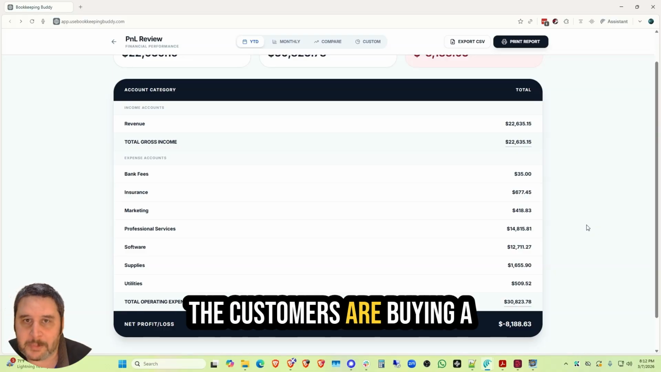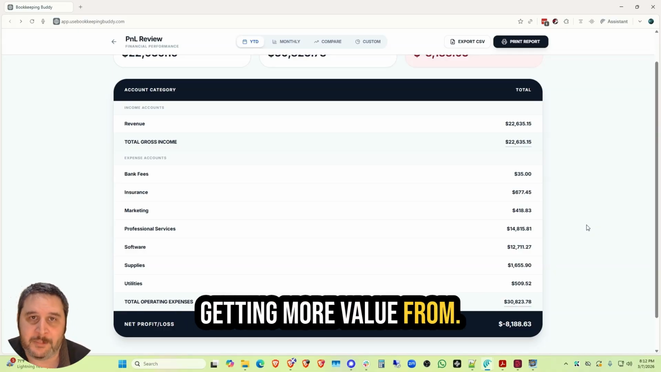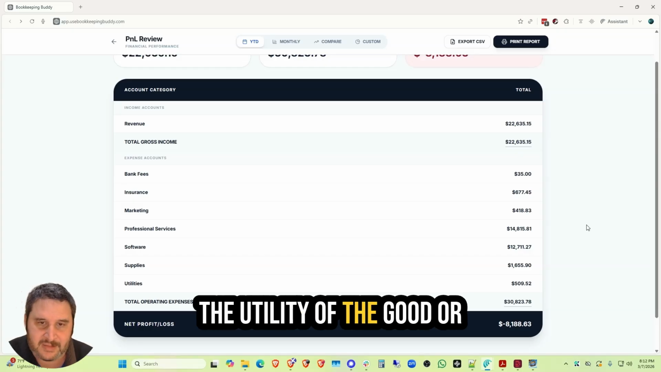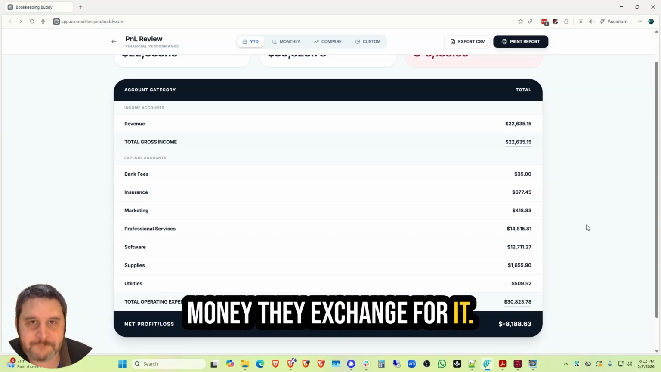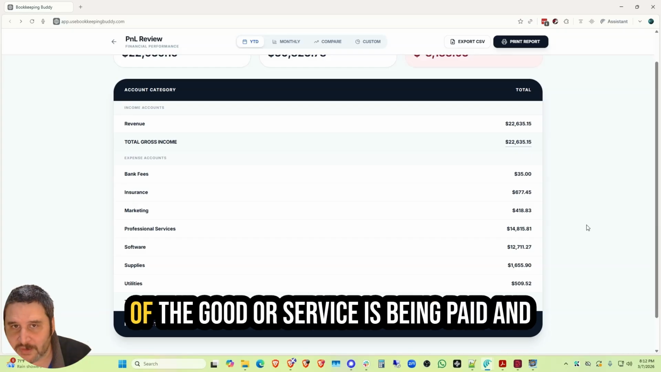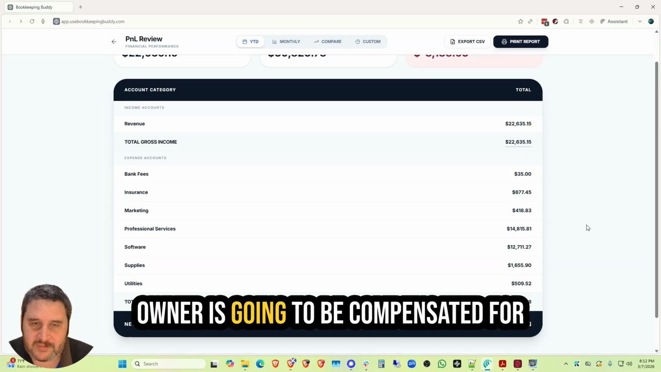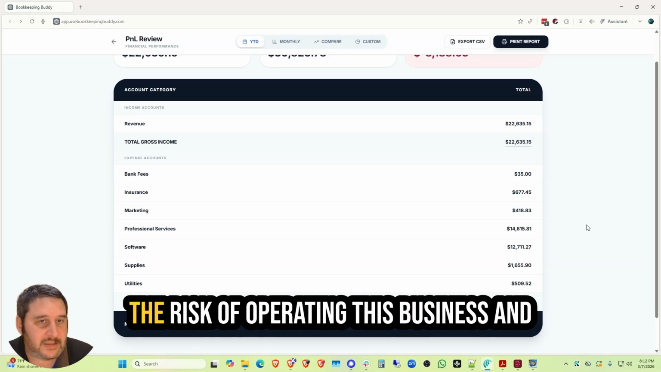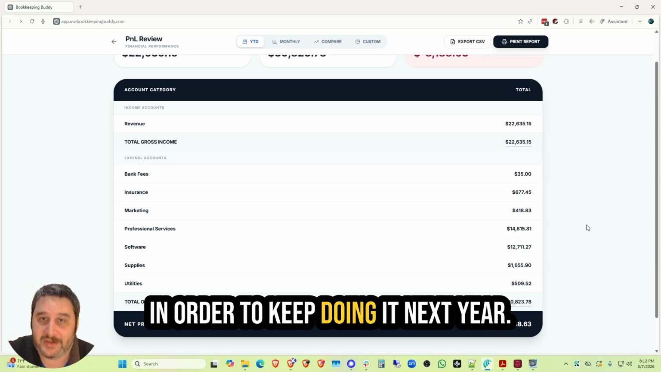The customers are buying a good or a service, and they are getting more value from the utility of the good or service than the utility of the money they exchange for it. Everybody involved in the production of the good or service is being paid, and the same thing applies to them. And the owner is going to be compensated for the risk of operating this business, and is getting enough compensation in order to keep doing it next year.